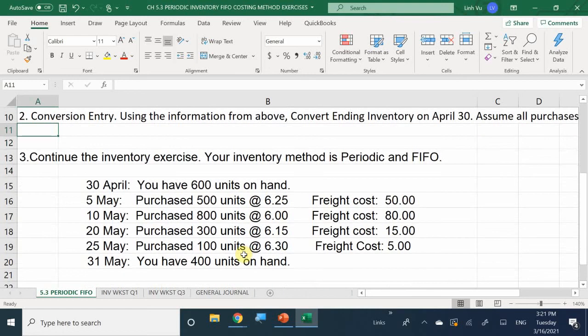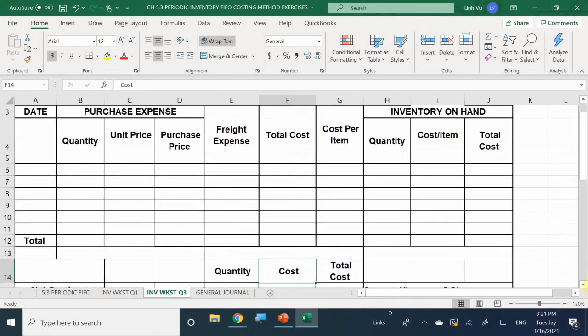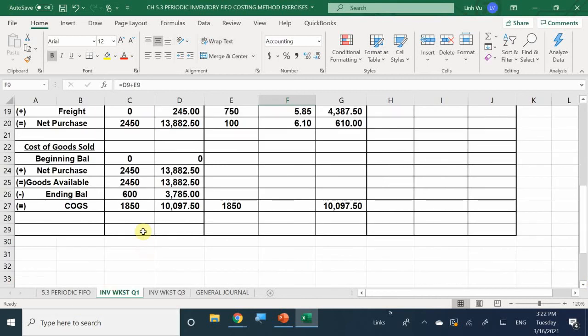So now we have a beginning balance, which we know because we kept track of our inventory. We had a total of 600 items on hand. Let's take a minute here. I attached two different worksheets, one for question one and one for question three. Now we have a new factor here: we have beginning inventory. We're going to use our new worksheet, but let's take a look at our previous worksheet, since it's a continuation of the previous scenario.